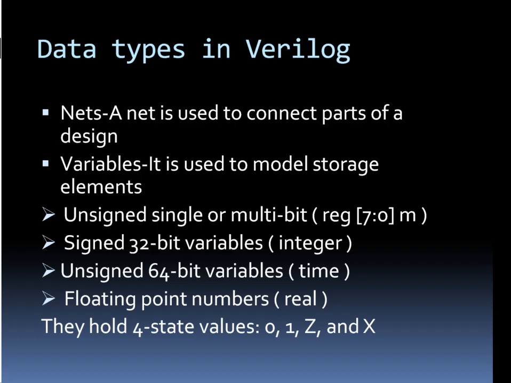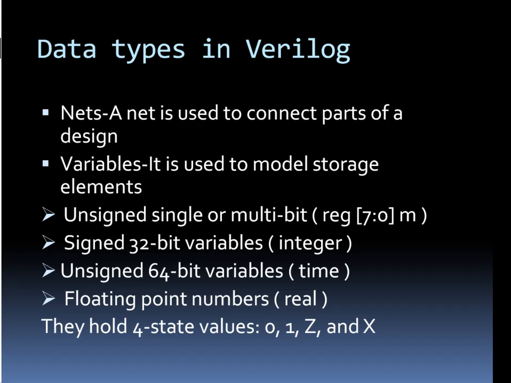A net is used to connect parts of a design, such as gate primitives and module instances. Net comes in many forms, but most designers use scalar and vector wires to connect together the ports of design blocks. We have already discussed a wire is a Verilog data type used to connect elements. Now, the default value of wire is Z, and how did we write wire?